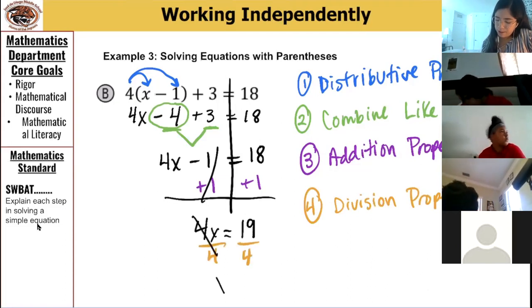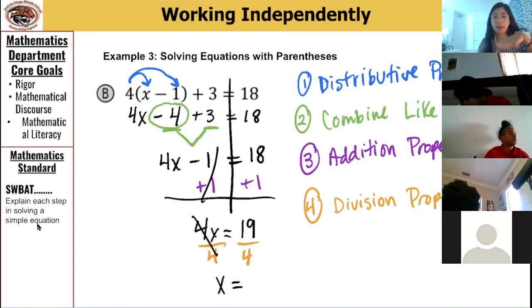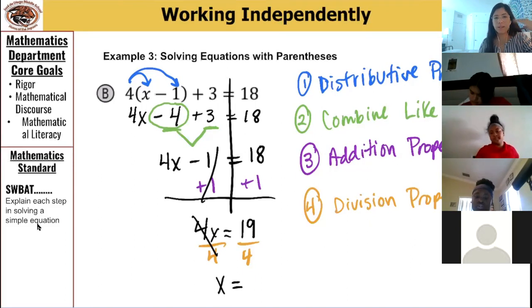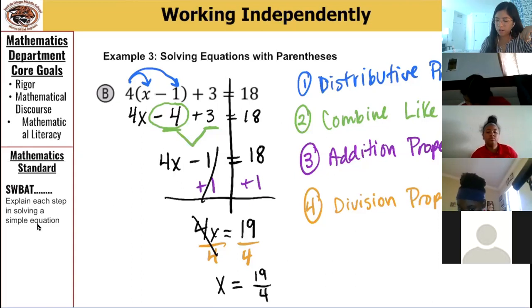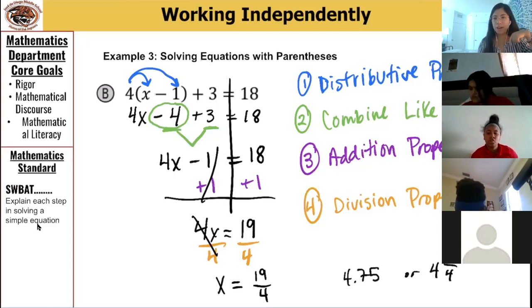So I'm left with x equals, now here's what I was saying before. Remember, in algebra class, it might have been different in the past, but in this class, when you're left with a fraction that you can't simplify any further, we're going to leave it exactly like that. If you had 4.75 or 4 3/4, that's still correct, but for the purposes of this class, my final answer is going to be an improper fraction.